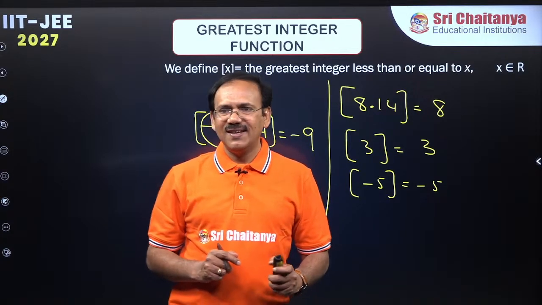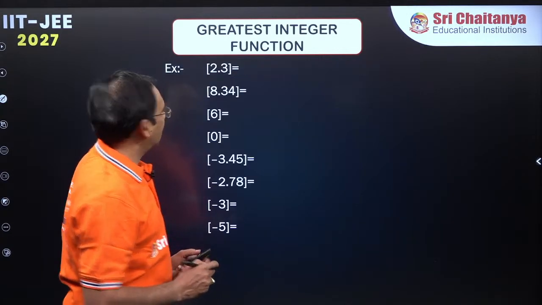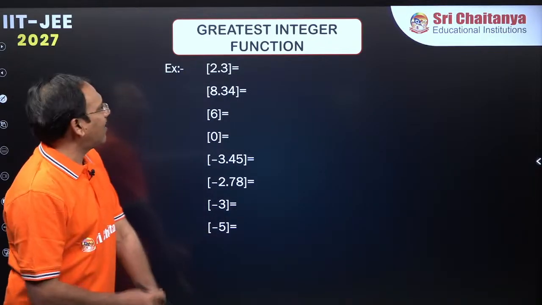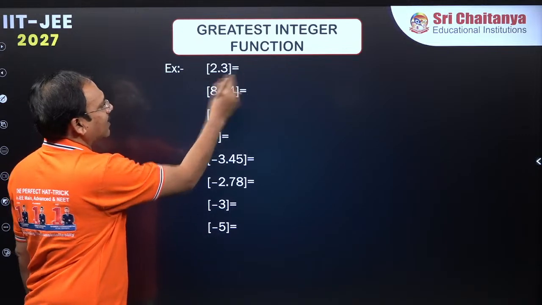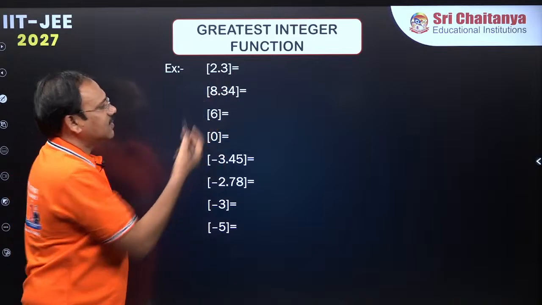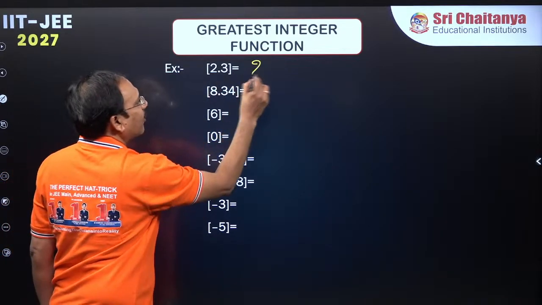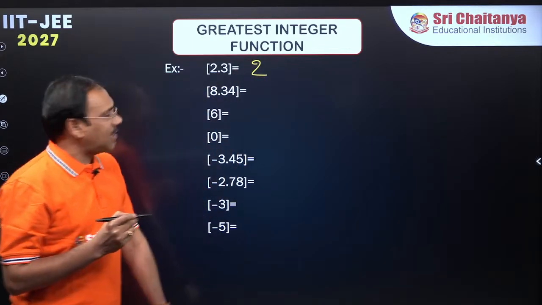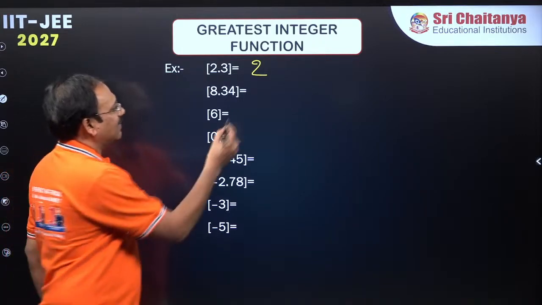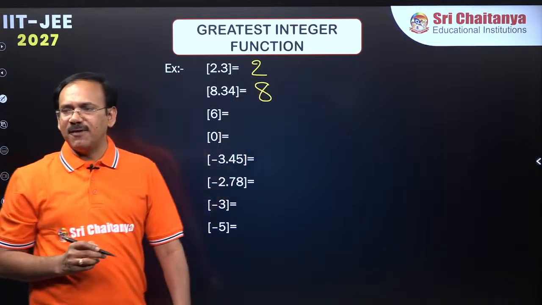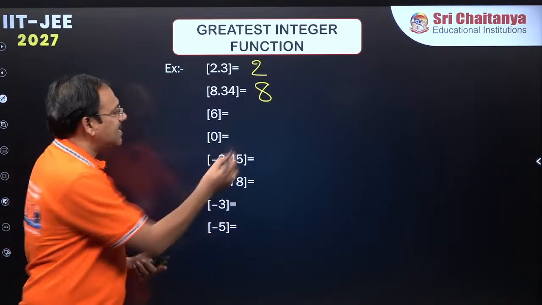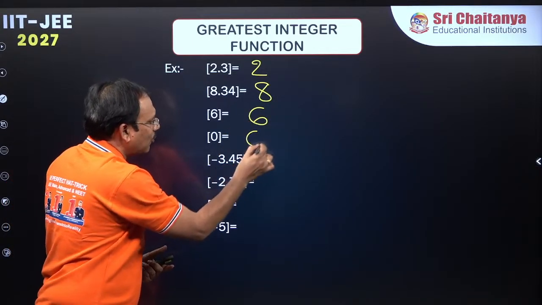Next, dear students, all of you try to give the answer. Let us practice for a minute. Step of 2.3. What is the answer? 2. Perfect. Step of 8.34, this is 8. Very nice. Step of 6. It is an integer, so as it is. Step of 0 is 0.